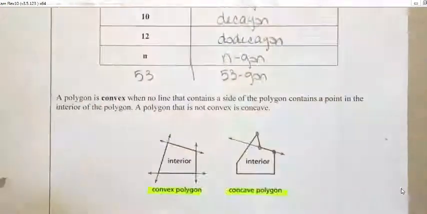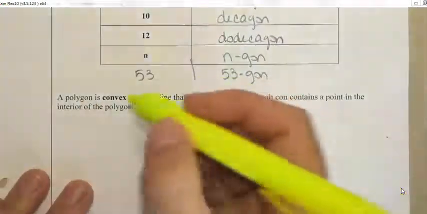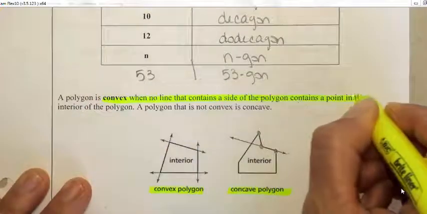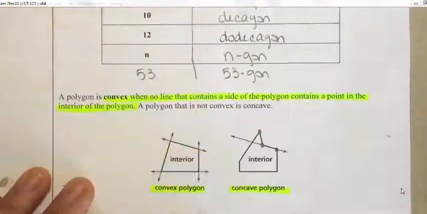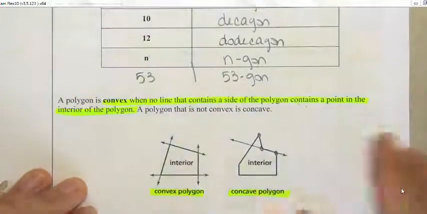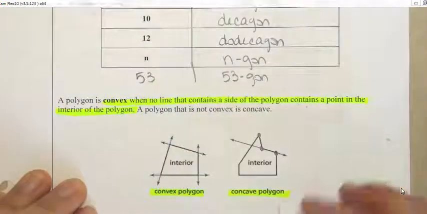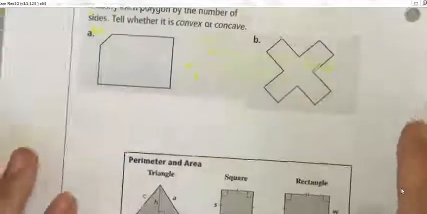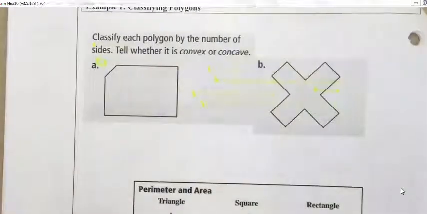So let's highlight this. Convex, when no line that contains a side contains a point in the interior of the polygon. And again, I remember, it looks like somebody punched that in there, right? Punched in the side. I'm not a violent person, but that is what that looks like. So we'll classify each polygon by the number of sides and then tell whether it is convex or concave.